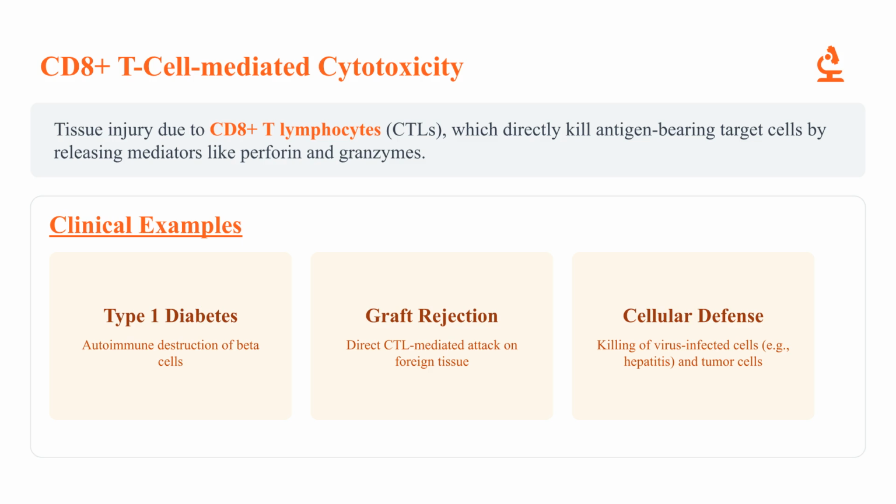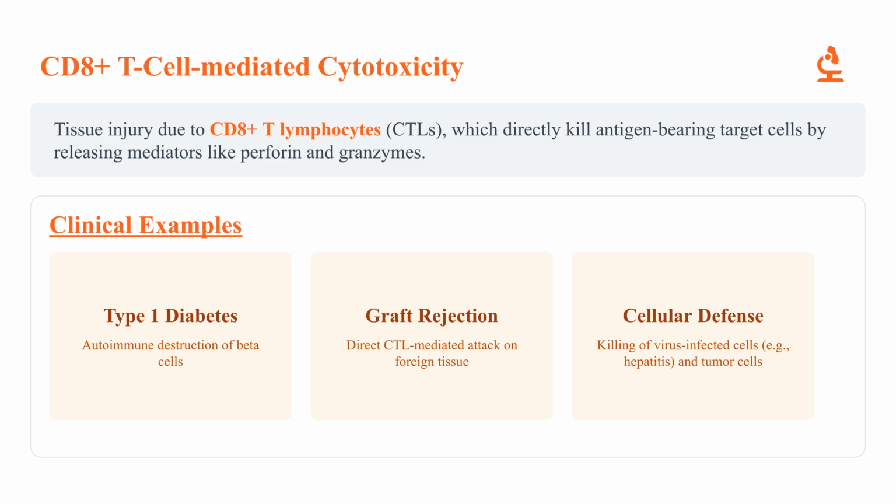Finally, let's look at the second major type of type 4 hypersensitivity, that is CD8 positive T cell mediated cytotoxicity. Unlike the CD4 positive pathway, which relies on inflammation via release of cytokines, here cytotoxic T lymphocytes interact directly with antigen bearing target cells and kill them directly by releasing mediators like perforin and granzyme. So we see these mechanisms playing an important role in conditions like type 1 diabetes mellitus, where they target and destroy insulin producing beta cells in the pancreas.